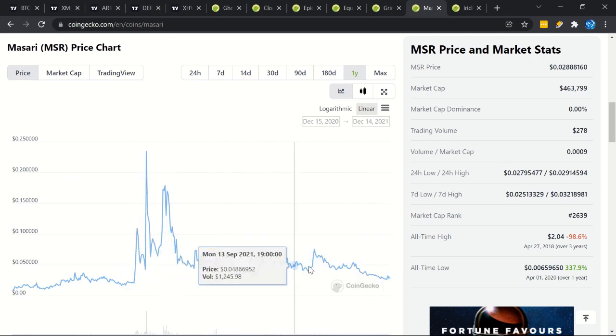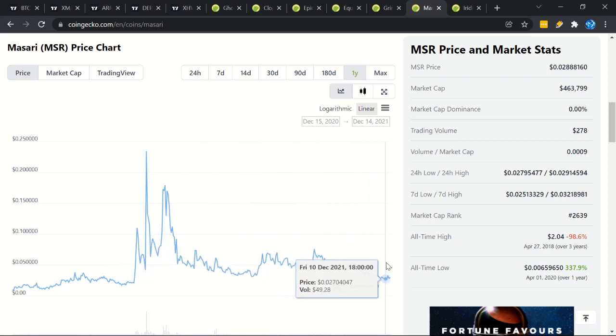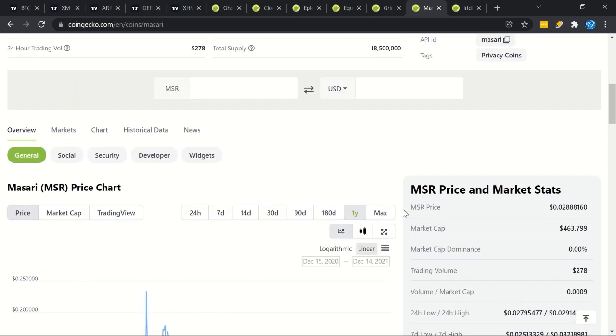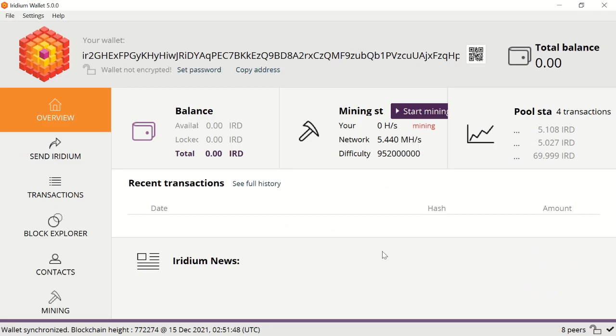So the chart, not much to say here. This thing's still going down. But hey, it's a potential opportunity, just something to look at. And I did mention Iridium here. This thing's tanking. I would like to see a reversal here before I went anywhere near this thing. And the wallet, as I mentioned, looked like it's from Windows 95.